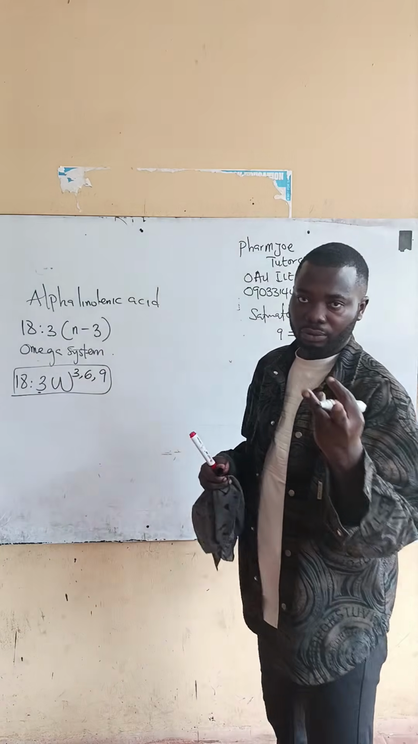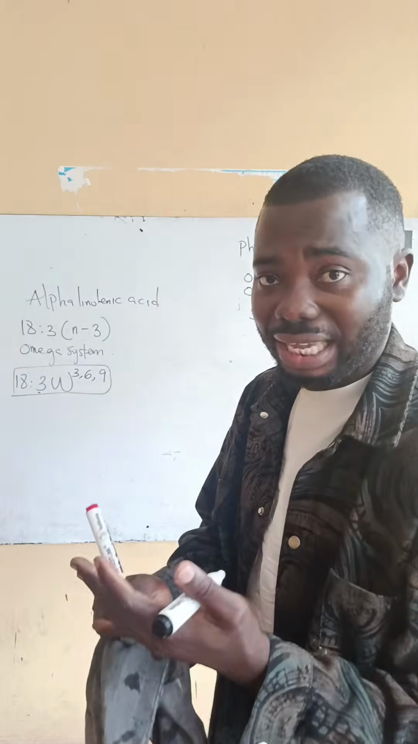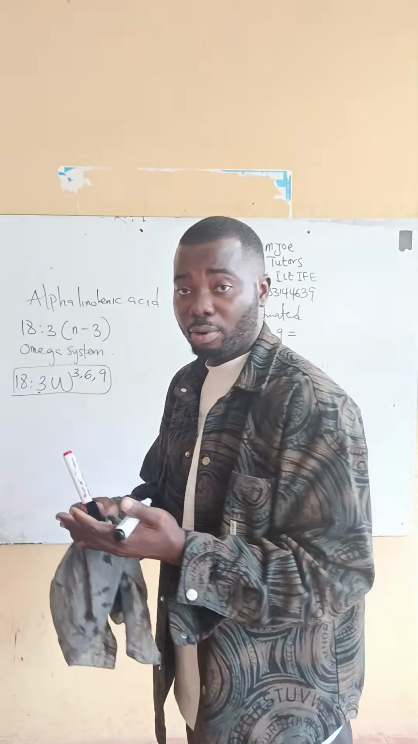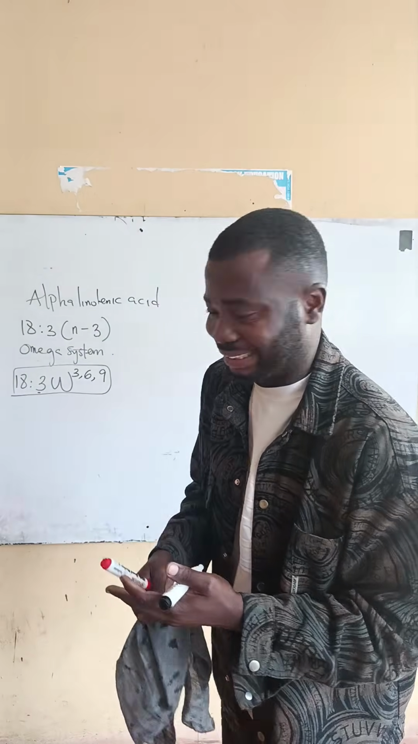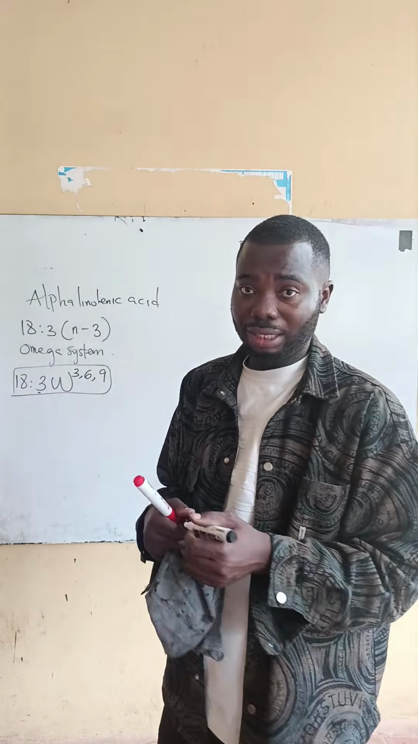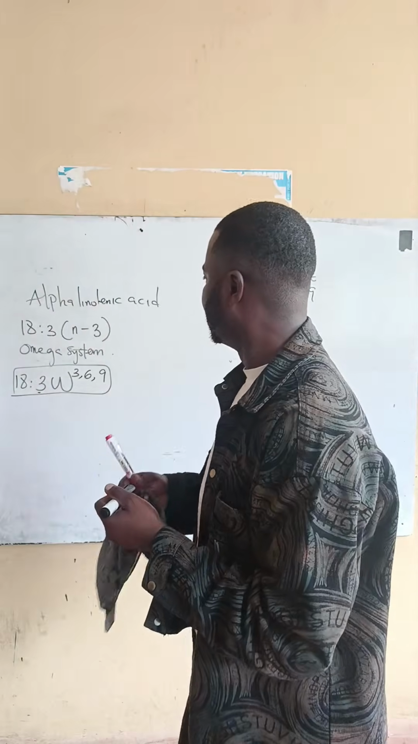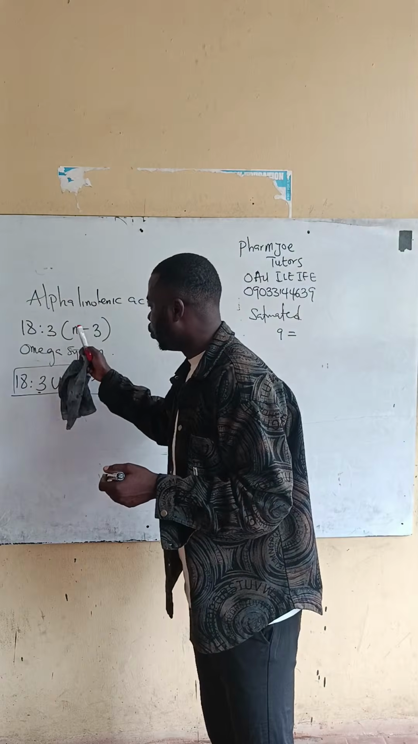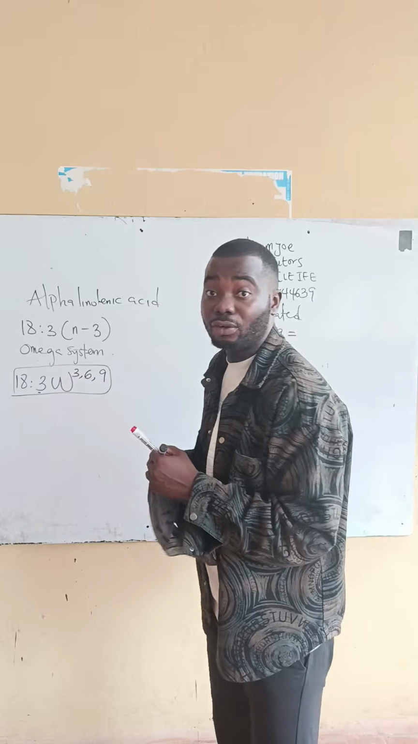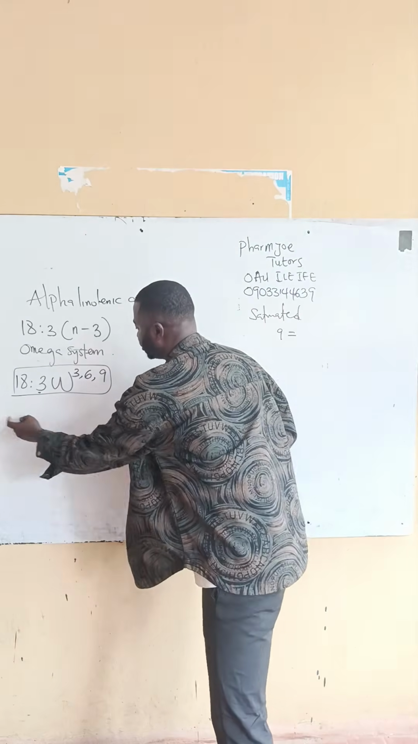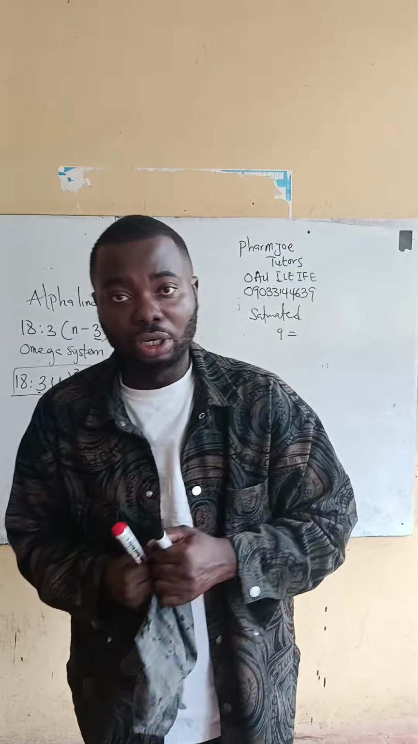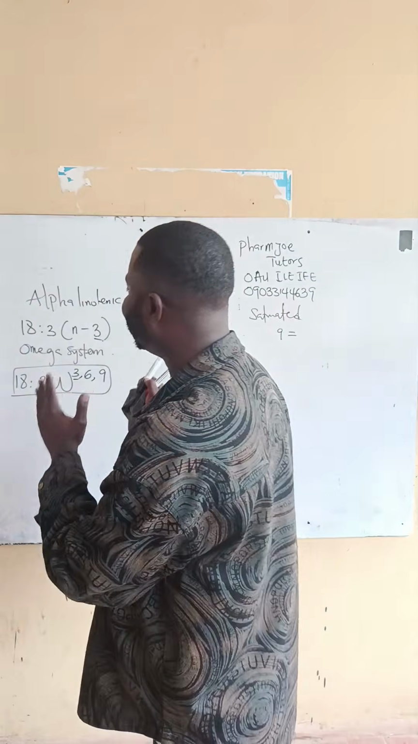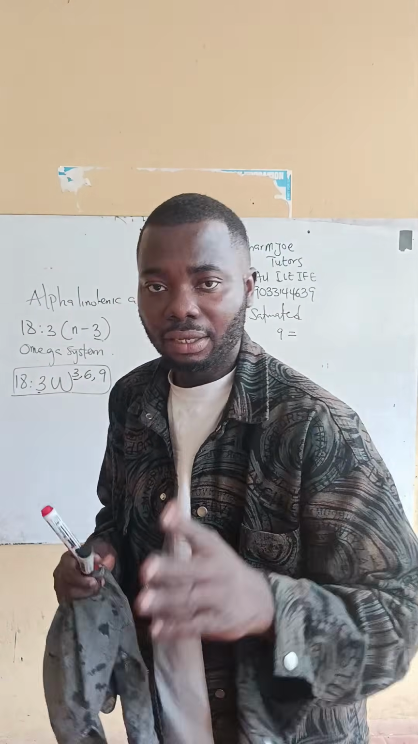So you have 18 carbon, 3 double bonds. One is in position number 3, the other one is in position number 6, and the last one is in position number 9. This is an omega 3 fatty acid. How do I know it's omega 3? If we start counting from the back, the first double bond is in position number 3. This is an omega 3 fatty acid, an essential fatty acid.